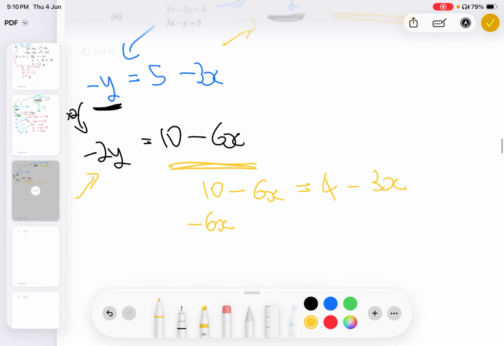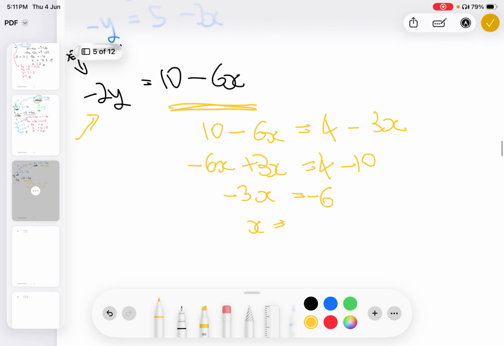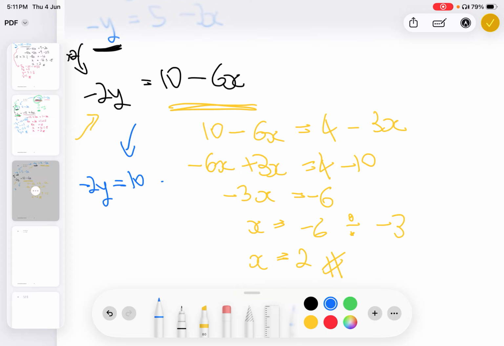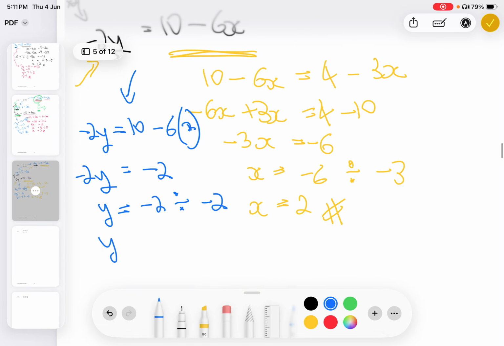So minus 6x plus 3x is 4 minus 10. I press calculator. This is minus 6. So x will be minus 6 divided by minus 3. X will be 2. Then with this, I substitute. Let's say I use this equation to find y. Minus 2y is 10 minus 6 times 2. Then I press calculator. This is negative 2. So my y will be negative 2 divided by negative 2. So my y will be what?